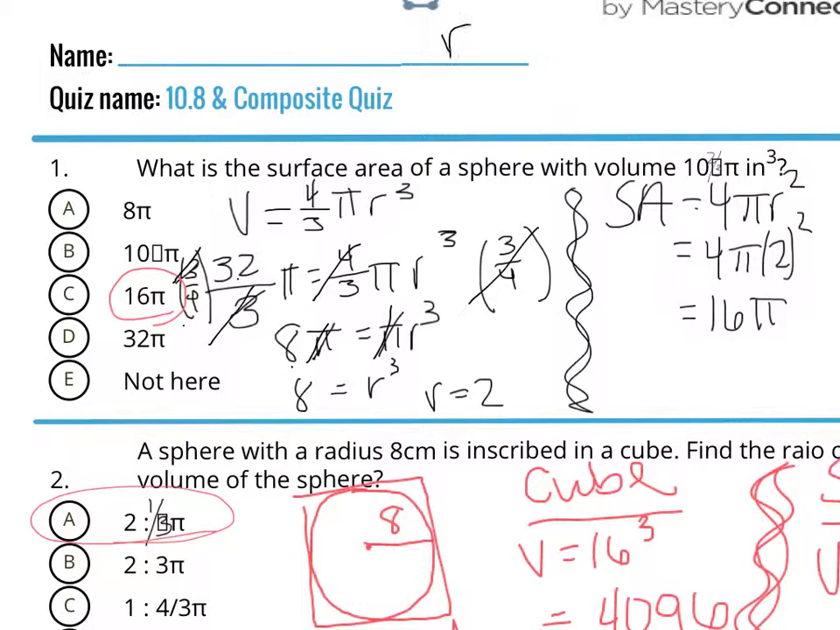Remember, r cubed just means something times itself 3 times. So the only thing, 2 times 2 times 2, that's how I get to 8. So that's how I know that my radius is 2. Now I take my radius and the question's asking for the surface area, so now I plug it into the surface area formula, 4 pi r squared, so I plug in the 2 and there's your 16 pi.